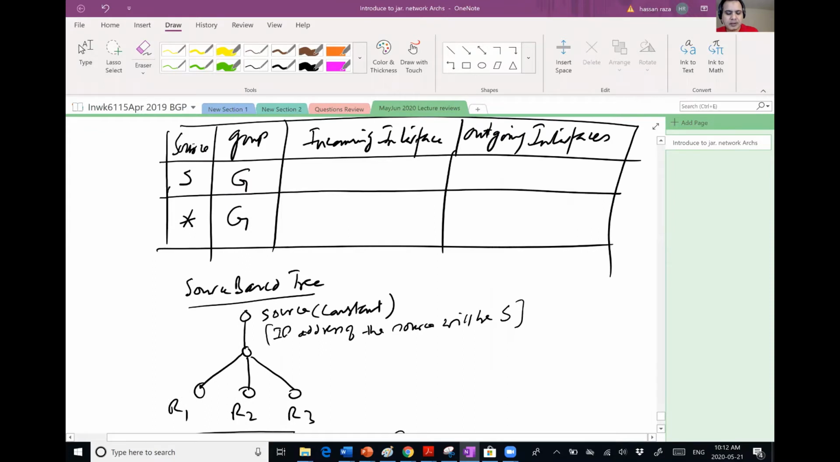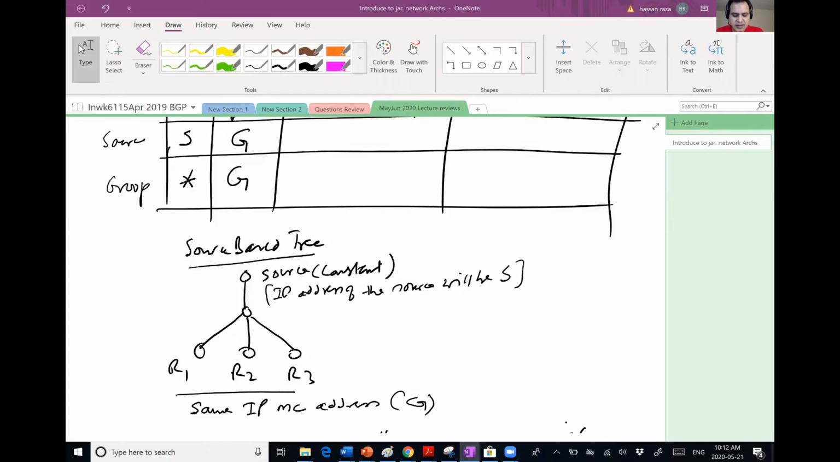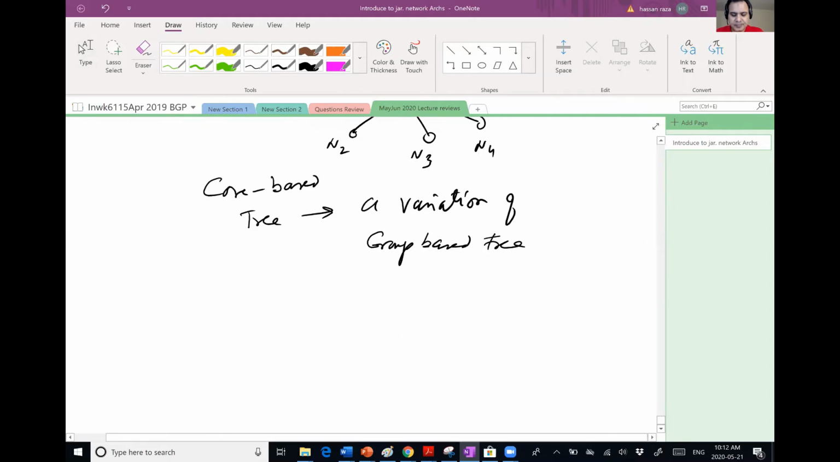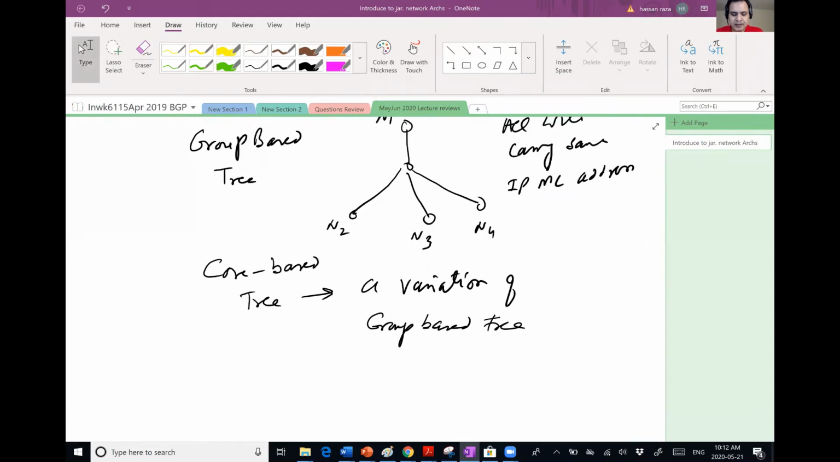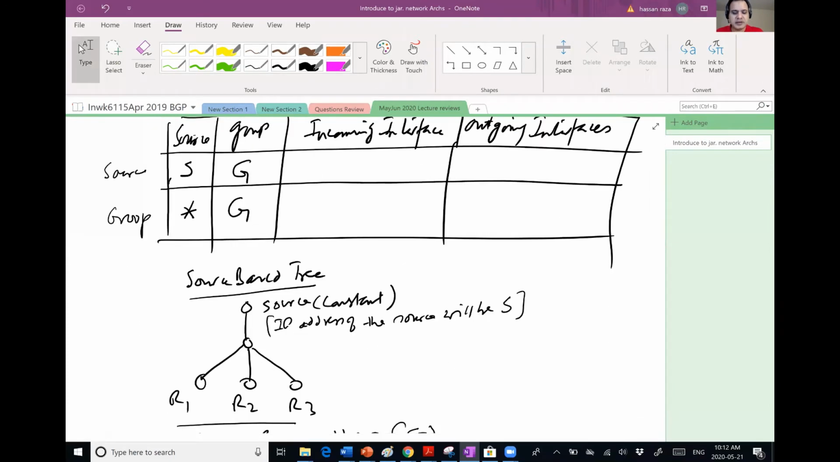So the main entries in your routing table would be either source-based or group-based. The main distinction is that when it's group-based, you would have a star. When it's source-based, you would have an IP address, a normal unicast IP address. Then, in order to make this routing table, the next thing we need to decide is the incoming interface.